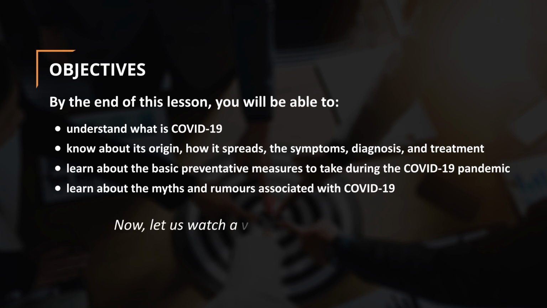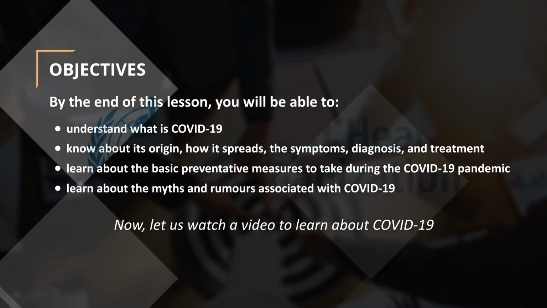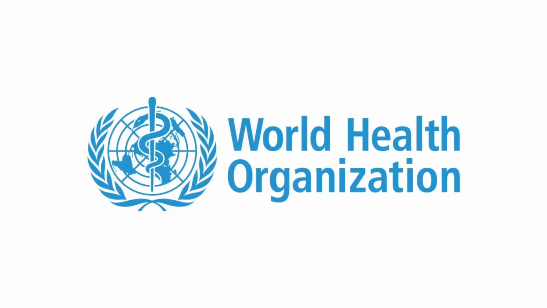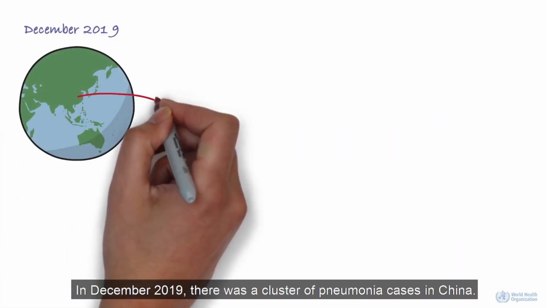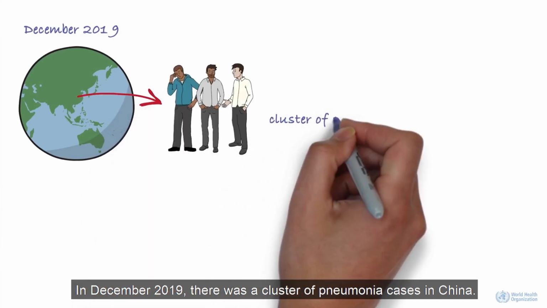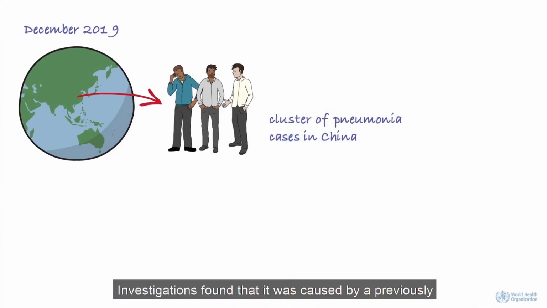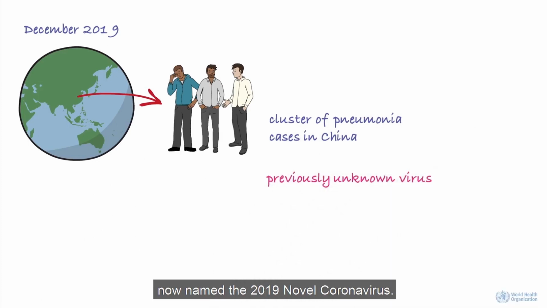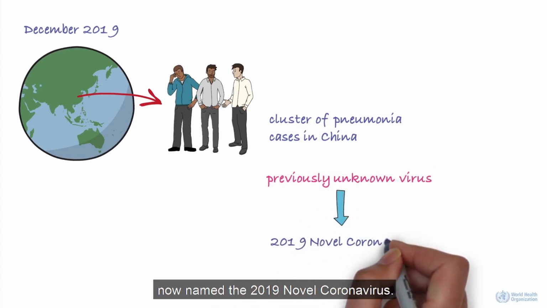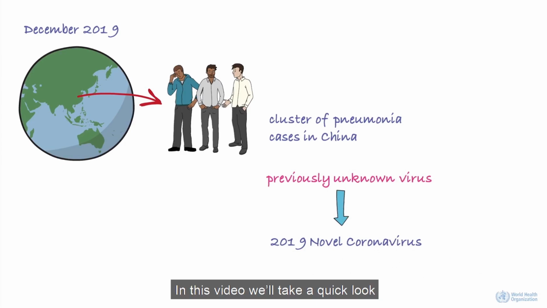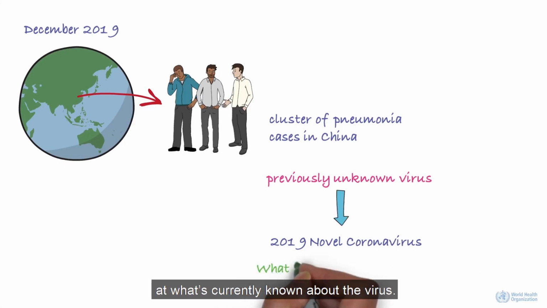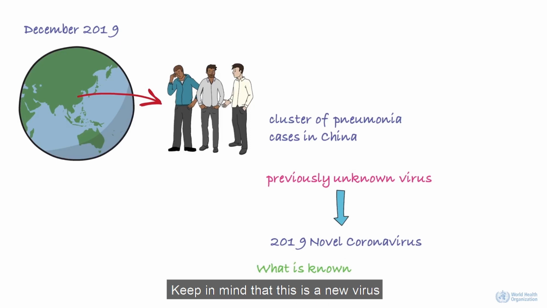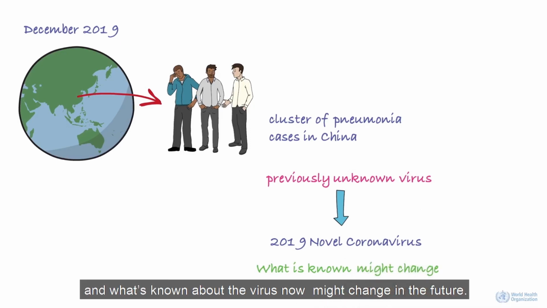Now, let us watch a video to learn about COVID-19. In December 2019, there was a cluster of pneumonia cases in China. Investigations found that it was caused by a previously unknown virus, now named the 2019 novel coronavirus. In this video, we'll take a quick look at what's currently known about the virus. Keep in mind that this is a new virus, and what's known about the virus now might change in the future.